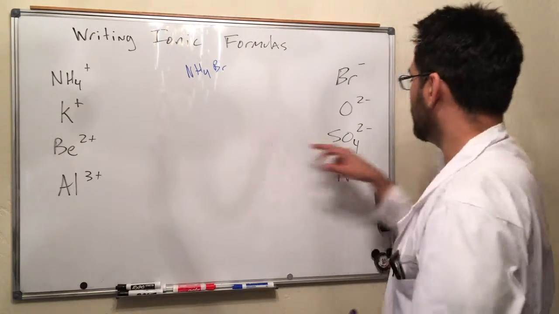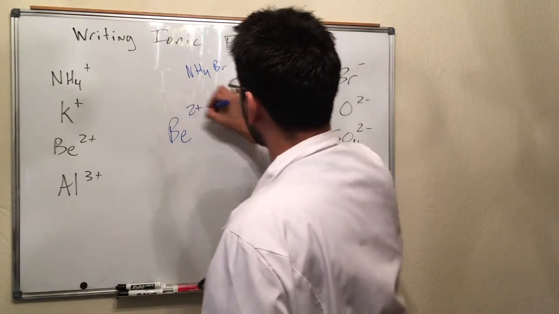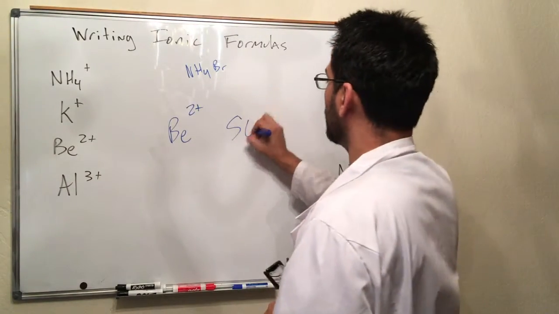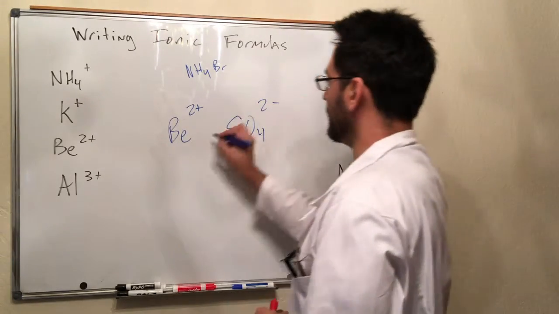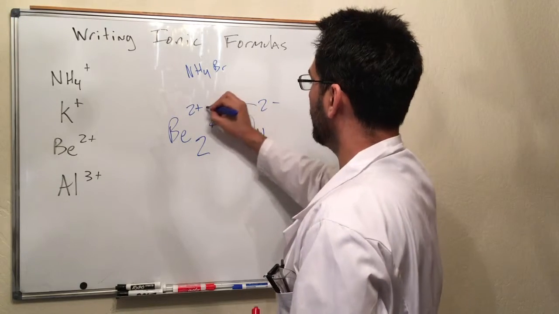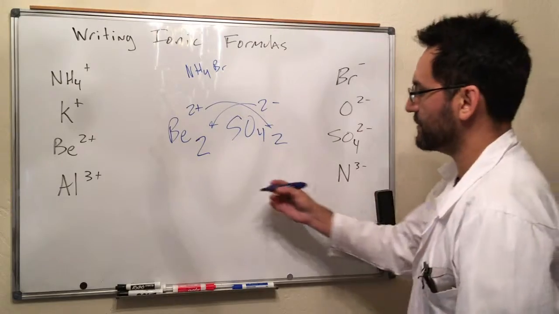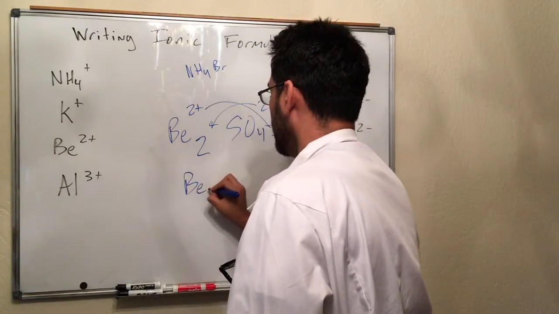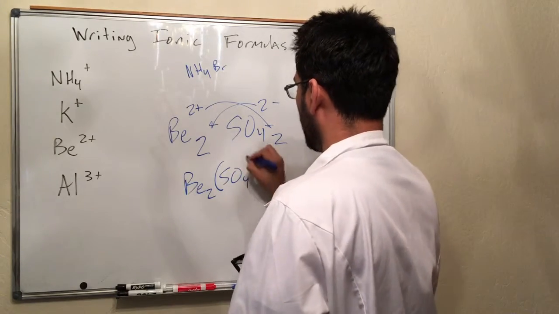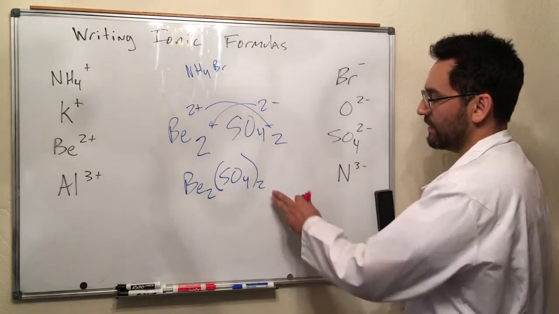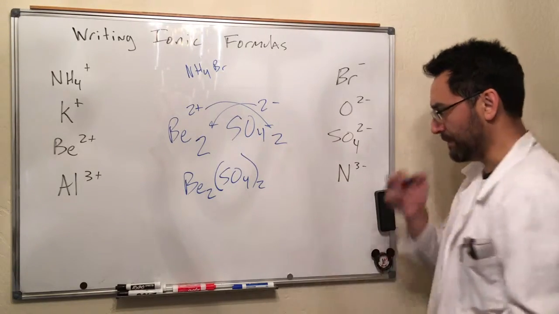For example, beryllium sulfate. So Be2 plus, sulfate, SO4, 2 minus. Now we can do a cross here, so this will be a 2 down here, and this will be a 2 down here. Now when we write this, Be2, we want to put parentheses, SO4, 2, to show that this 2 is for everything here, the whole sulfate, not just 2 times the oxygen.